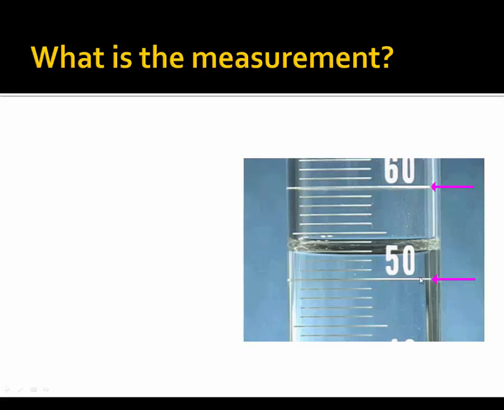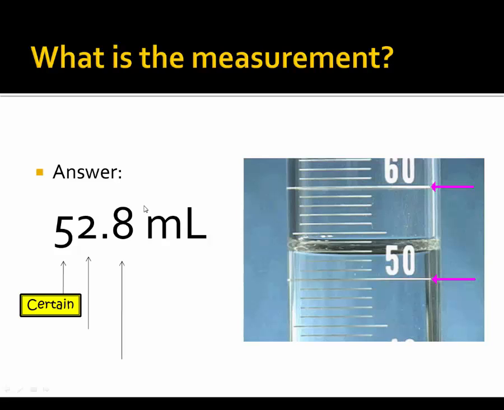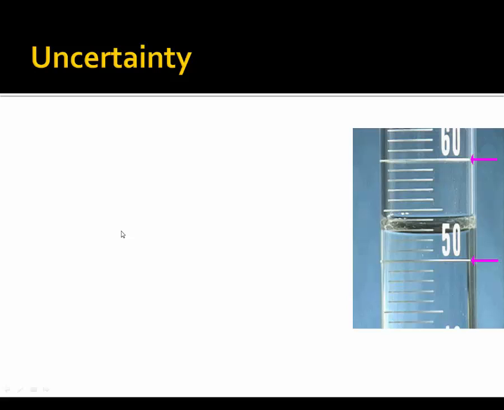So we know that this mark is 50, and this should be 51, 52, 53, right? So we know for sure it's 52, not quite 53. So we know it's somewhere in between. Now, how do we guess the next number? We're going to write 52, and the next digit has to be a guess. This is our error. That's as accurate as it's going to be, right? So we have two certain numbers, is what we call them, and one uncertain number. All measurements have that uncertain number.